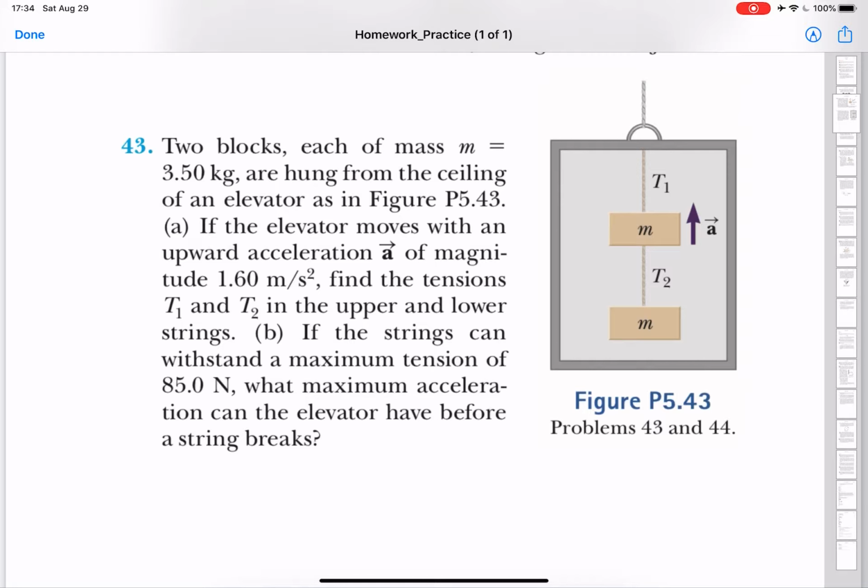In part B, if the string can withstand a maximum tension of 85 newtons, which is T1, what is the maximum acceleration the elevator can have before the string breaks?